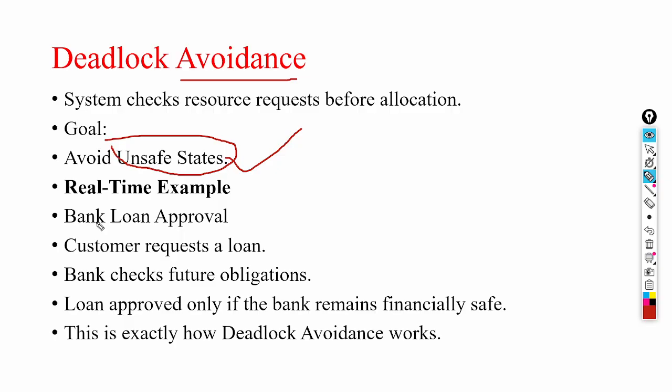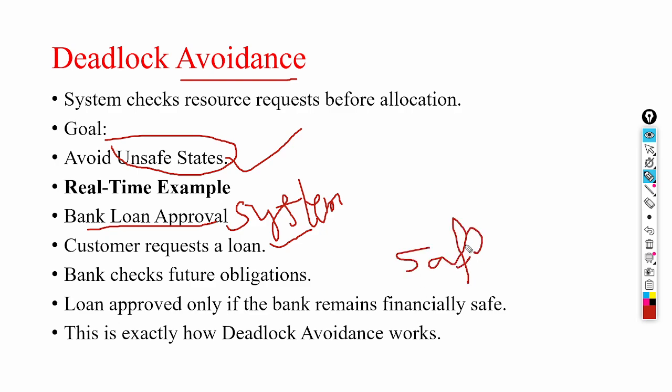I will give one example. Consider there is some bank loan approval system. The customer is requesting a loan. Before approving it, what does the bank check? The bank checks available funds and future obligations. Yes or no? The loan is approved only if the bank remains financially safe. Similarly, the operating system grants the resources only when the system remains safe. This we call deadlock avoidance.